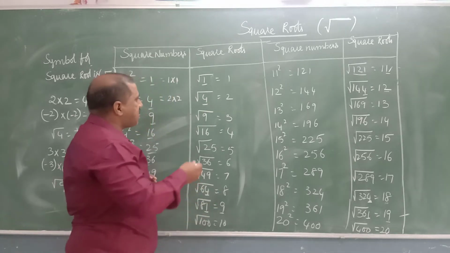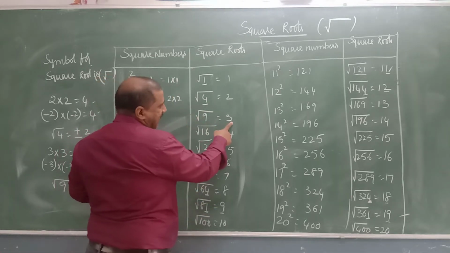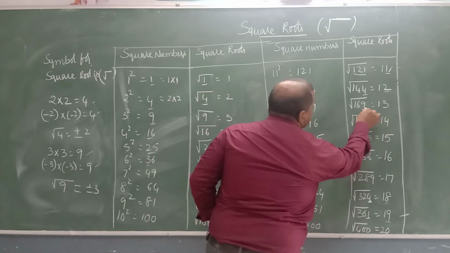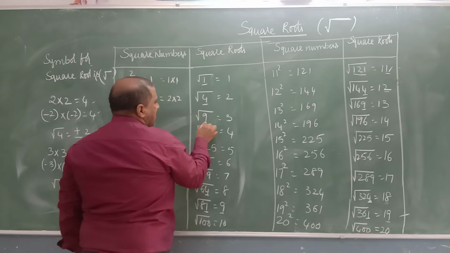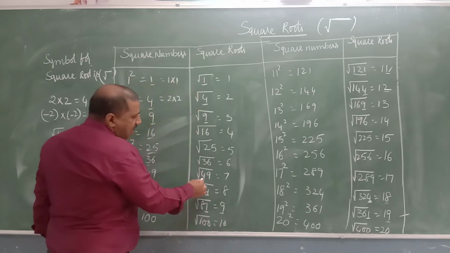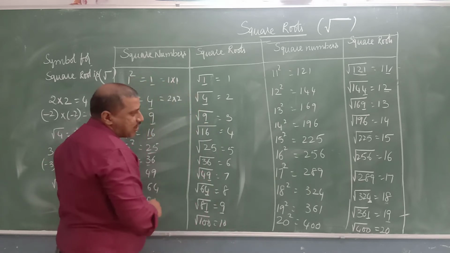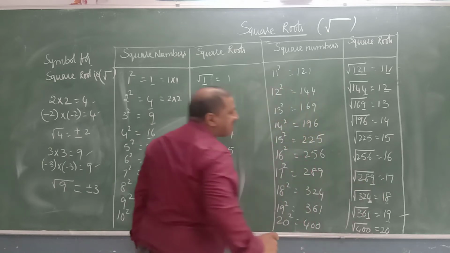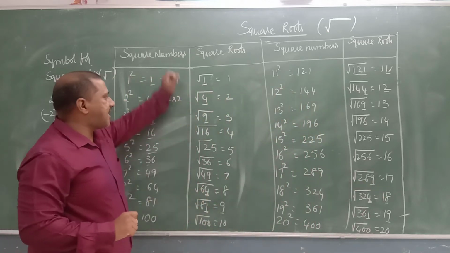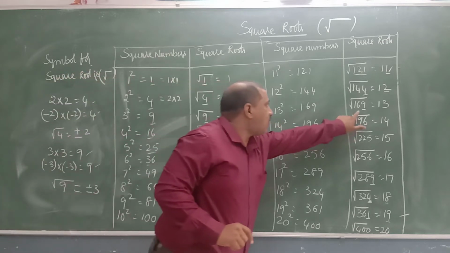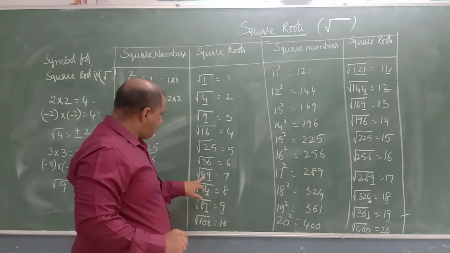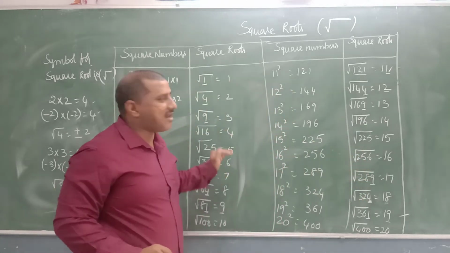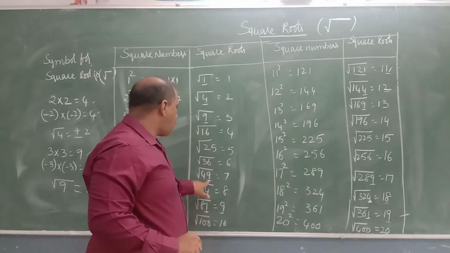Now what about this? Root 9 is equal to 3. Root 169 is equal to 13. 9 is there in the units place of 9, of 169, of 49, and of 289. These four numbers, that is 9, 169, 49, and 289, all these four perfect square numbers are ending with the digit 9.